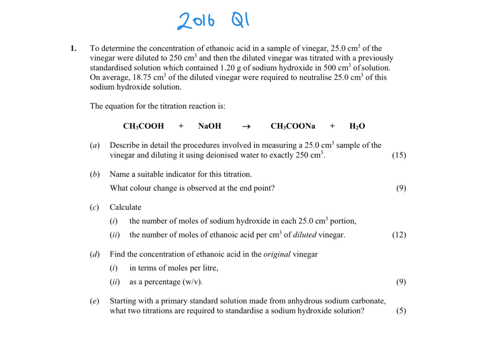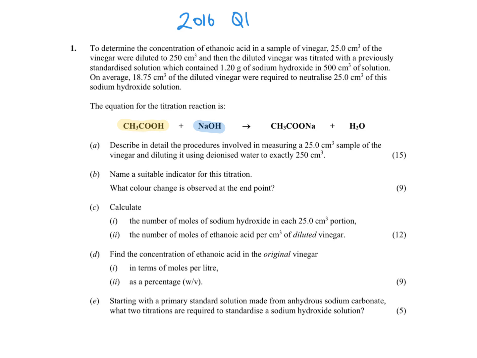So let's take a look at an ethanoic acid titration exam question, and this question has come from 2016, question 1. What I would recommend that you do, at the very start of the question, is highlight your CH3COOH in one colour and your NaOH in another. And I would highlight the volumes and any figures that have to do with those two chemicals in their specific colour.